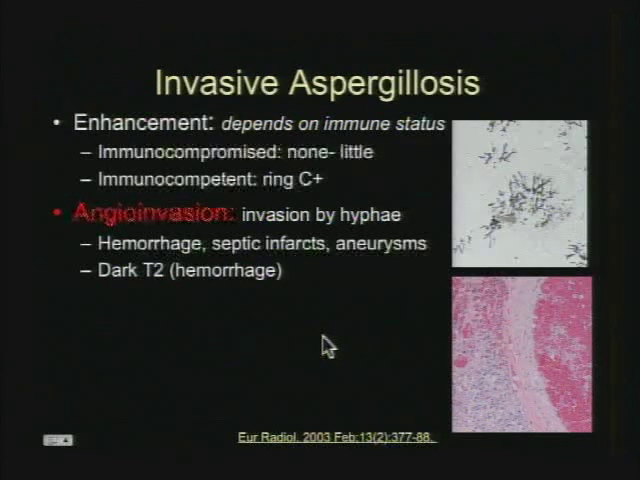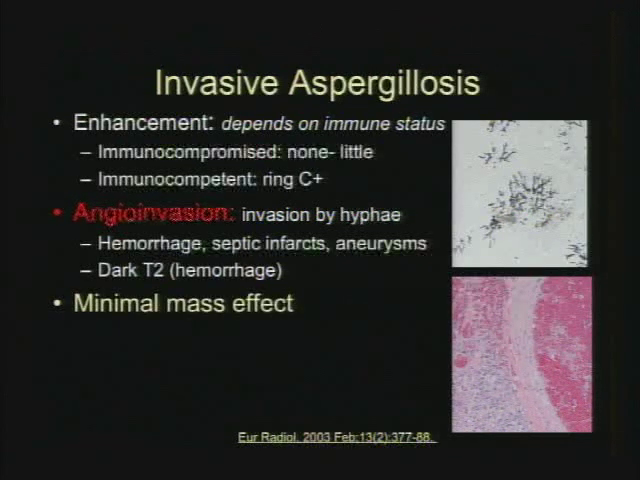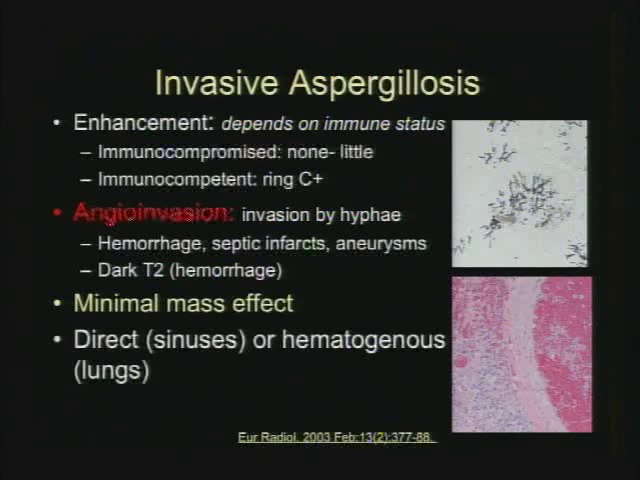So you're going to see the dark T2 signal, and hemorrhage is a key. But really be thinking of this when you're dealing with neutropenic patients. So the history is going to help you a lot. Minimal mass effect. They can be direct extension from the sinuses or hematogenous extension from the lungs.